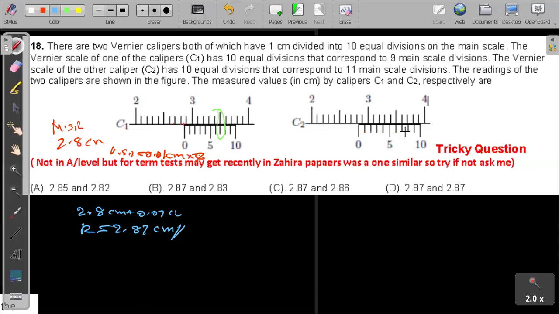Very, very easy. Now the next one is not the regular type of vernier scale. It is a fairly different vernier scale. 10 equal divisions correspond to 11 main scale divisions. Normally we take the vernier scale as one main scale small part less, but here the vernier scale is one more than the main scale. So that's fine.